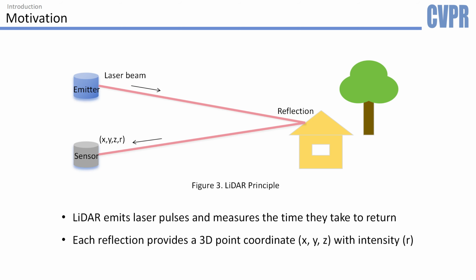Let's look back at the LiDAR sensing principle. The LiDAR system emits laser beams, which are reflected back from surfaces, and the receiver collects the signals to record the 3D spatial coordinates, x, y, z, along with the reflectance intensity, r. In adverse weather, both spatial coordinates and reflectance intensity are affected.